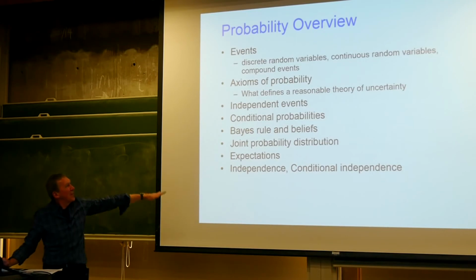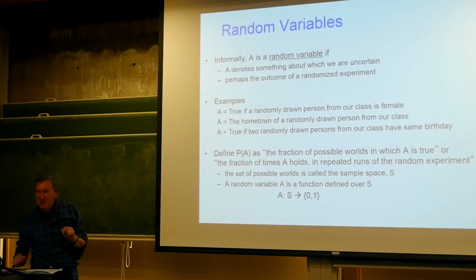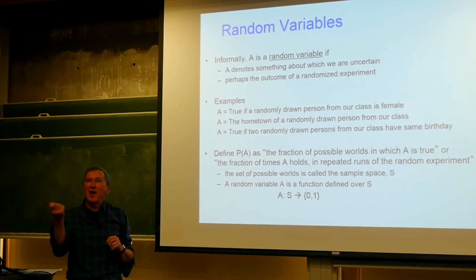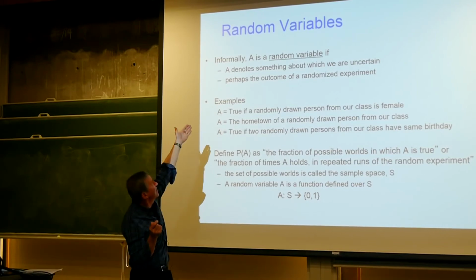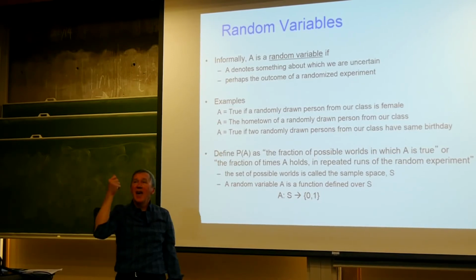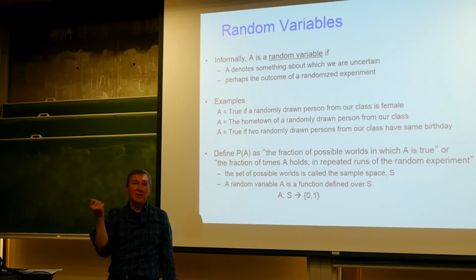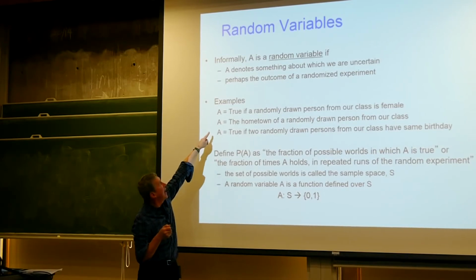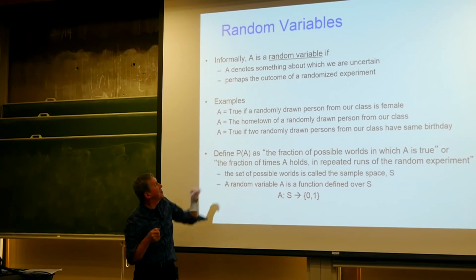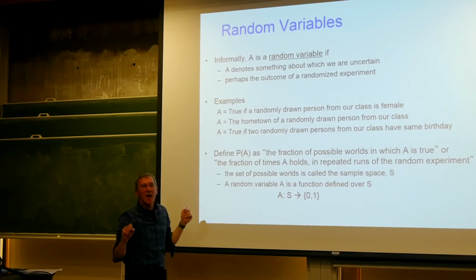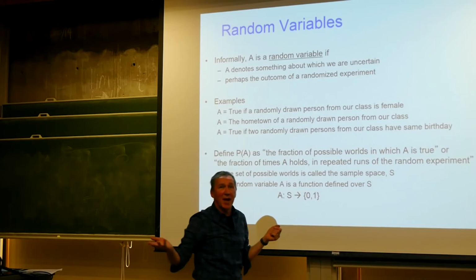There are a number of things that you have already been exposed to if you've had a course in probability and statistics. But all of them start with the idea of random variables. The simple way to think about a random variable is as a variable that denotes something about which we're uncertain. I think of it as something whose value is the outcome of a random experiment. For example, I could define the random variable A as true or false: it's true if a randomly drawn person from this class is female, false otherwise. I could do that experiment again and get a different value.